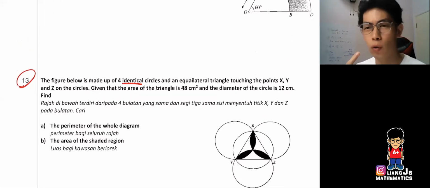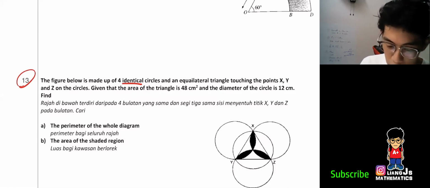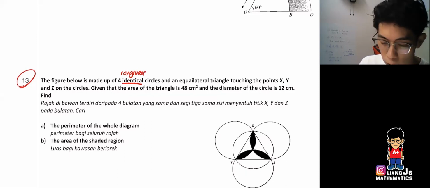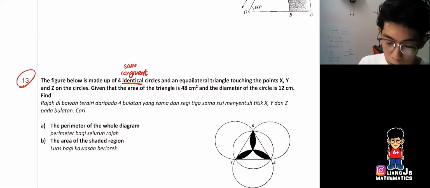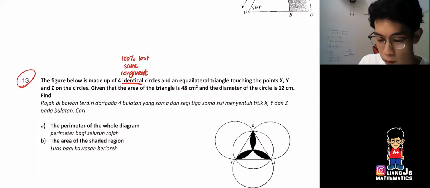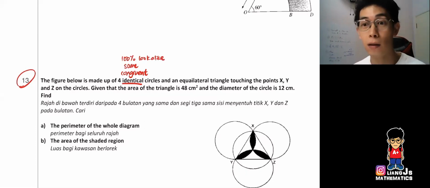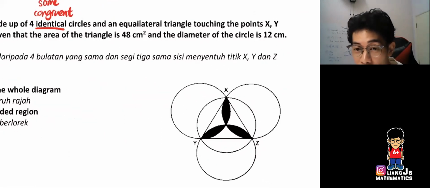My English is not so good, so I can just roughly say some important keywords in maths. That's how I explain to students. So what's the meaning of identical? Back in my Form 2, Form 3, I also didn't know what identical meant. Identical means congruent. Some of you might say, teacher, what's the meaning of congruent? Even worse. Congruent means same, 100% look alike. So that's the meaning of identical. It says there are 4 identical circles here.